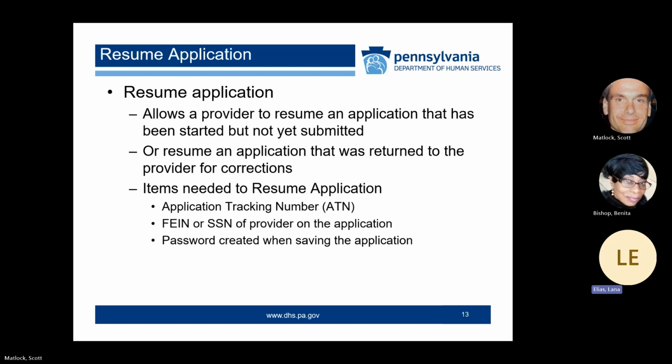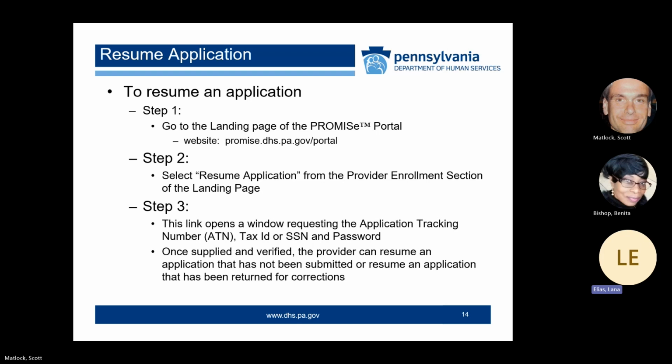To resume an application, go to the landing page of the Promise portal, select Resume Application from the Provider Enrollment section of the landing page. This link opens a window requesting the application tracking number, the tax ID or the social security number, and the password of the application. Once the provider supplies and verifies that information, they can resume an application that has not yet been submitted or an application that has been returned to them for correction.